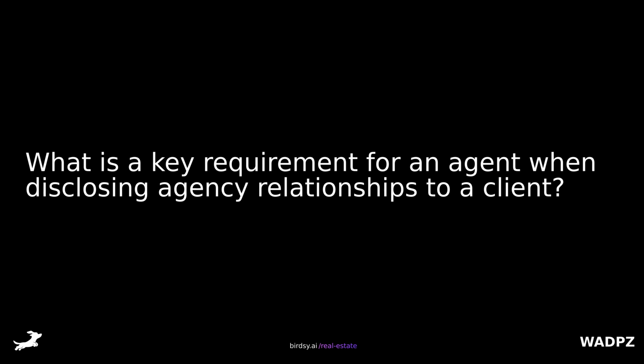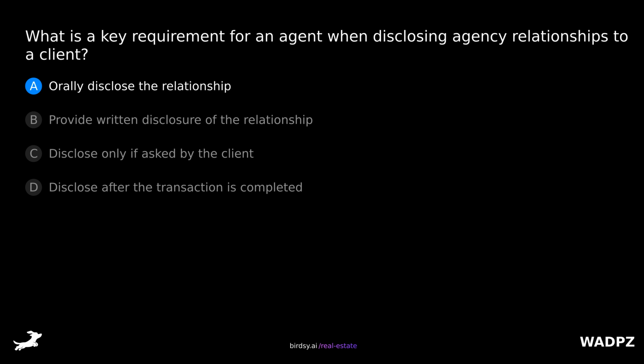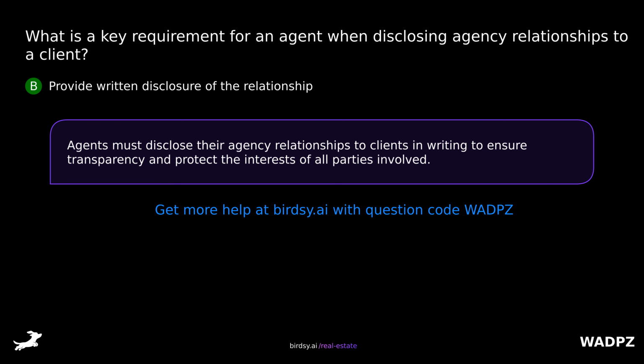What is a key requirement for an agent when disclosing agency relationships to a client? Is it A, orally disclose the relationship, B, provide written disclosure of the relationship, C, disclose only if asked by the client, or D, disclose after the transaction is completed? The answer is B, provide written disclosure of the relationship. Agents must disclose their agency relationships to clients in writing to ensure transparency and protect the interests of all parties involved.